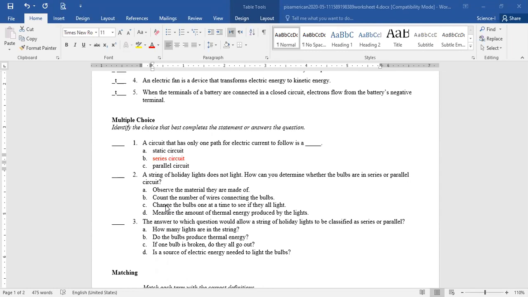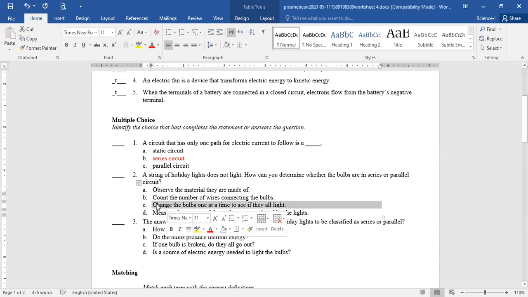But if I remove one bulb and the others are still working, that means they are connected in parallel. Parallel means each one has its own path or route to the electric source. It gets the current it needs to keep working directly from the electric source. It's not sharing the current with other bulbs. You get this, guys? Is it clear? Yes. Okay.